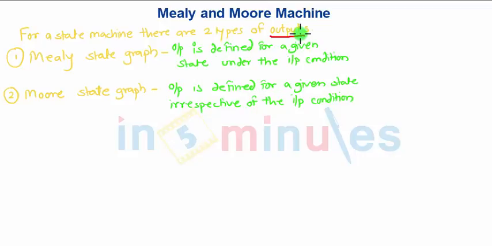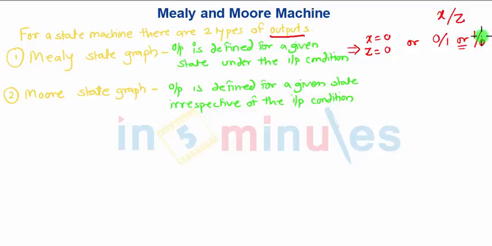First one is the Mealy state graph, in which the output is defined for a given state under the input condition. Suppose if x is equal to 0, below that the output z is stated as 0 or 1, or you can represent it as x slash z. Meaning for input 0 output is 1, or you can rewrite it as for input 1 output is 0.